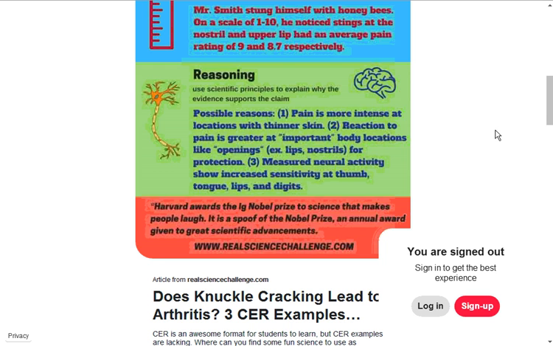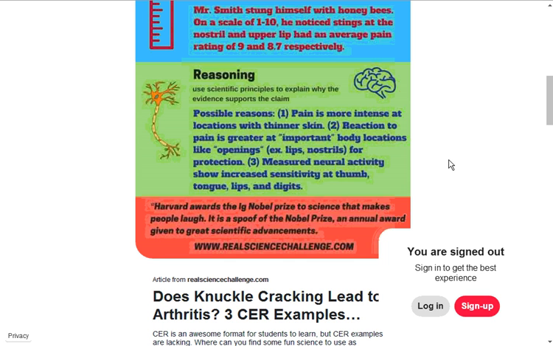Or number 2, it could be that reaction to pain is greater at, in quotes, important body locations, like openings for protection. So maybe you've got more pain receptors at places like your nostrils and your lips because you really don't want the bees getting in there, right? Places that your body's trying to protect. Or it could be that measured neural activity shows increased sensitivity at thumb, tongue, lips, and digits. So maybe it's just that places that have more nerve endings in general, more neural activity, are going to be more sensitive to pain.